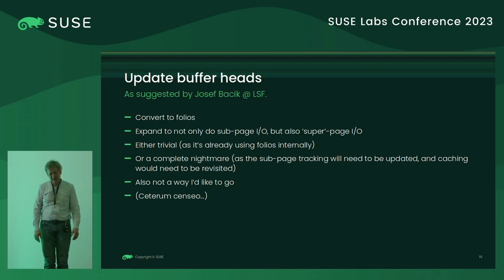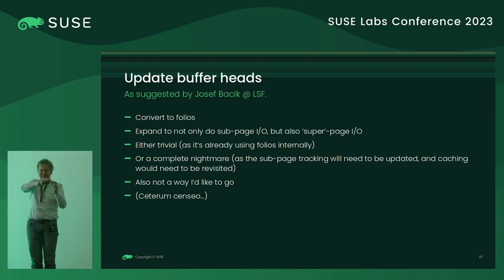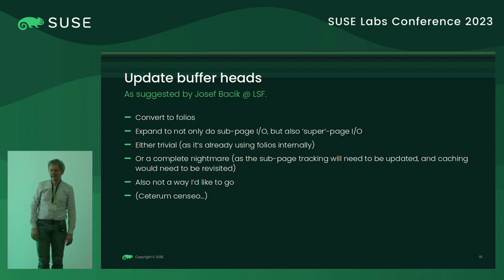Or we have to look at the subpage tracking and would need to revert the subpage tracking to be a superpage tracking, which means not having a single pointer pointing downwards, but rather a pointer pointing upwards and several pointers in the page at block. Not the way to go. And, well, so tell me, does that make sense here, right?